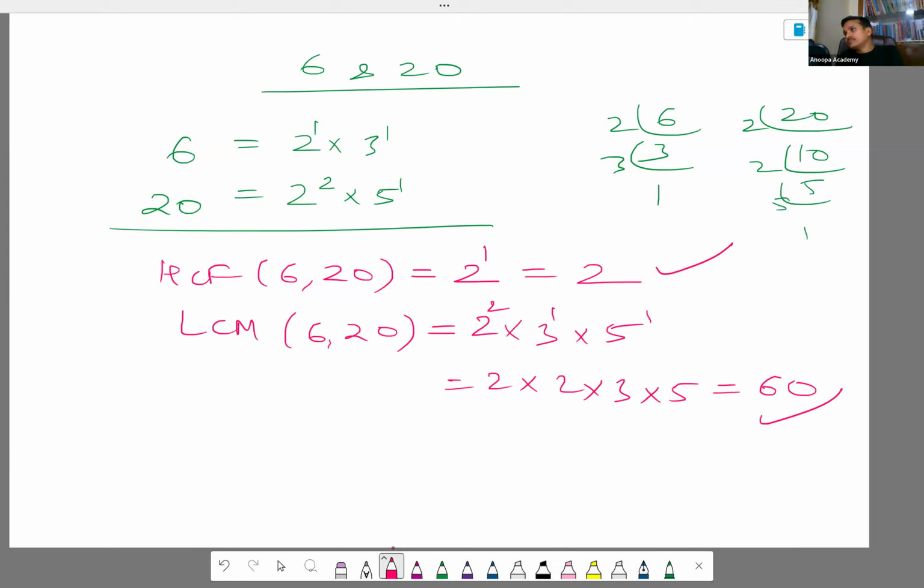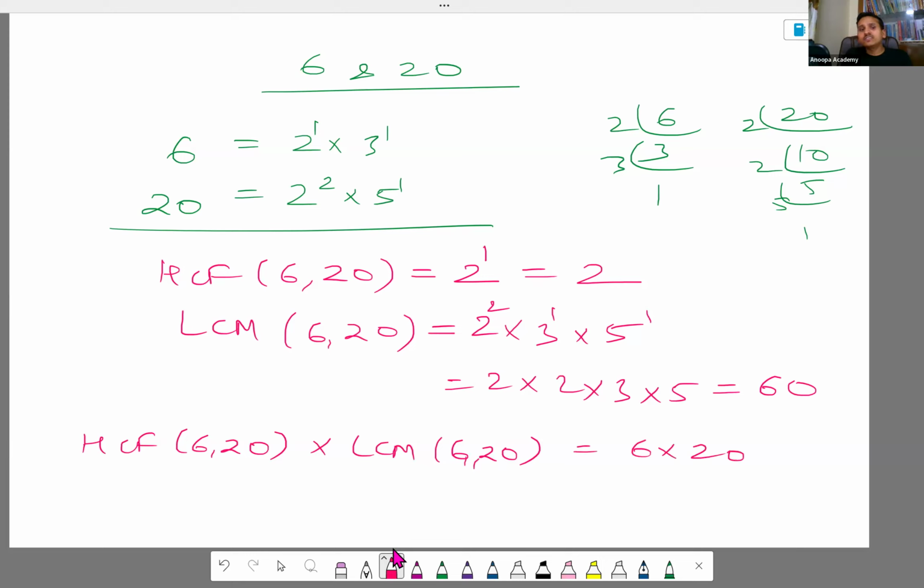Yes or no, everyone? Now look, HCF of 6, 20 into LCM of the same two numbers 6, 20 will be equal to 6 into 20. Let's prove this. HCF of 6 and 20 is 2 and LCM is 60. So if you multiply 2 and 60, you'll get 120. And here also, if you multiply, you'll get 120 only. Yes or no, everyone? So this is always true for two numbers, okay?